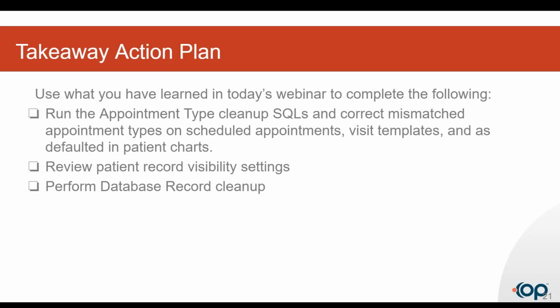Our takeaway action plan. Before joining us for our next webinar, we encourage you to use what you've learned in today's webinar to complete the following. First, run the appointment type cleanup sequels in an effort to perform your appointment type cleanup. We want to correct all those mismatched appointment types on our scheduled appointments, visit templates, and as defaulted in patient charts. You'll also want to review your patient record visibility settings. And then lastly, perform a database record cleanup for your practice.